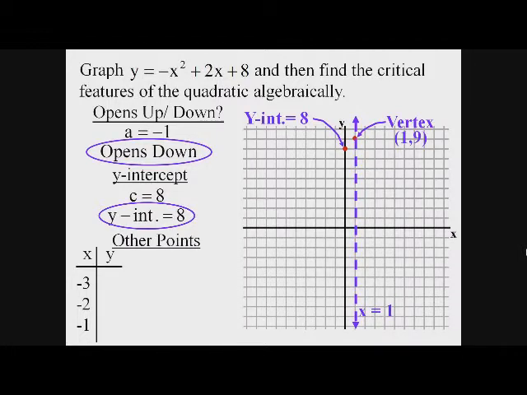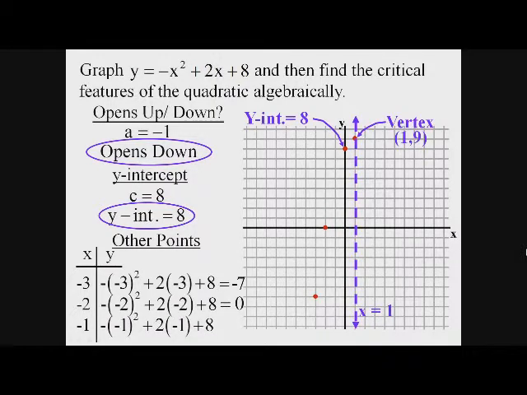When I plug in negative 3, I end up getting negative 7, which is way down here. When I plug in negative 2, I get 0. When I plug in negative 1, I get 5. And now we can use symmetry to get points on the other side. And there's our parabola. Nice looking parabola.